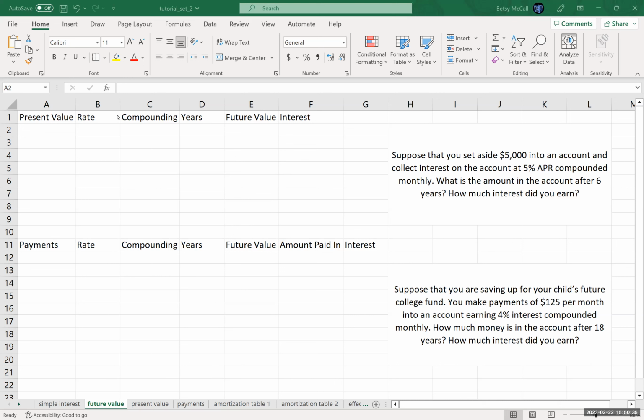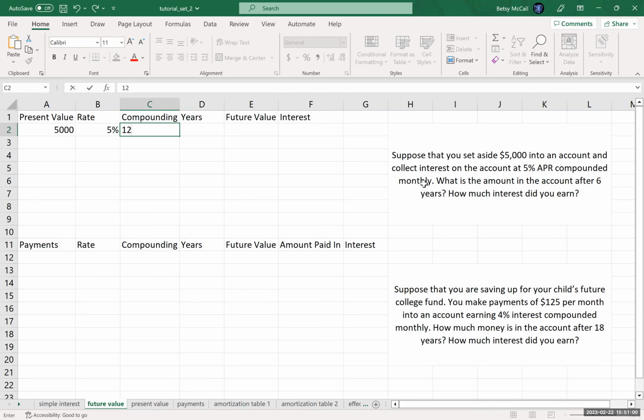So what I've done is I've set up a table here to hold our numbers that we can then put into our formula using our cell references. So the present value we're given is $5,000. The rate that we're given is 5%. Now we're compounding monthly, so compounding 12 times per year.